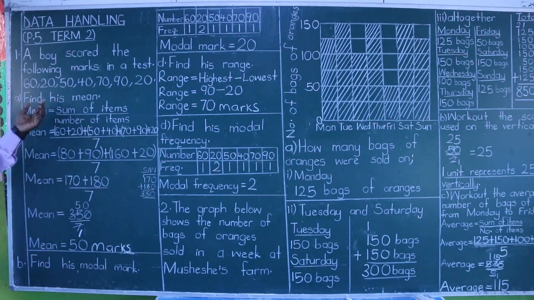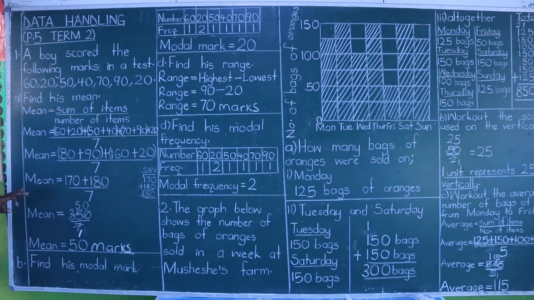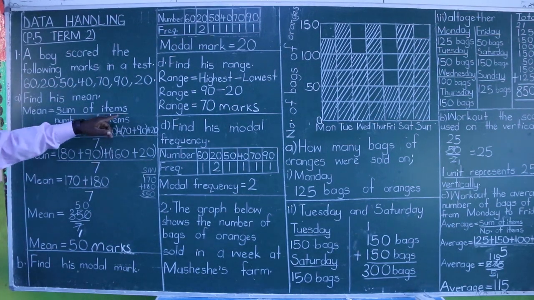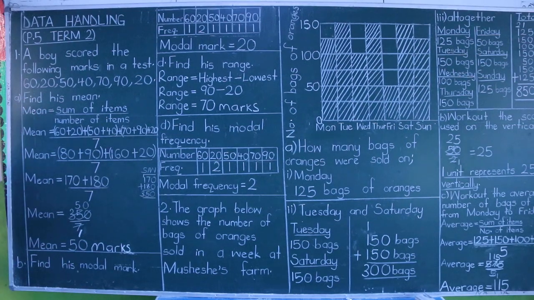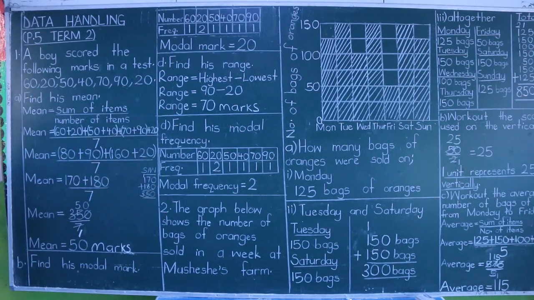So his mean was 50 marks, or average is 50 marks, or arithmetic mean is 50 marks. All in all, you must know that mean is found by this formula, that is sum of items divided by number of items. Remember, to sum up is to total up. So total them up through addition, out of how many they are: 1, 2, 3, 4, 5, 6, 7. So out of 7, and then divide accordingly, then put our answer as 50 marks.